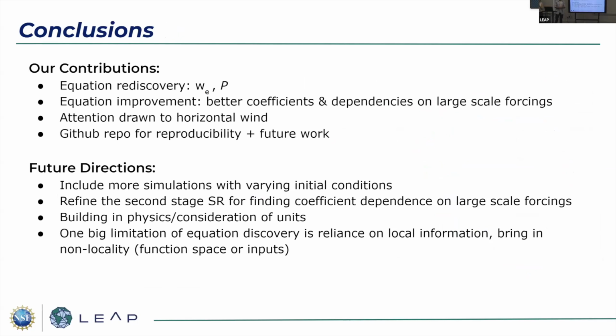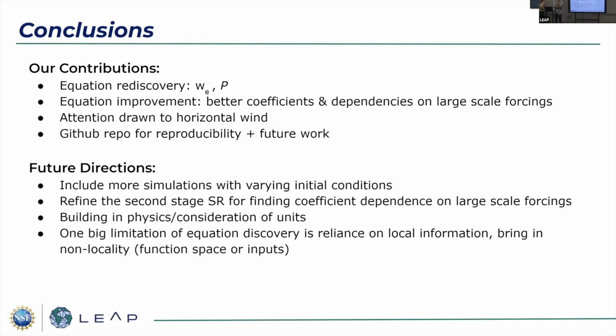So just to wrap up what we've done with this project, we were able to have basically two successful rediscoveries of equations, our WE, our entrainment flux, and then the P, the pressure term. And both of them really did point to this extra dependency on large-scale forcings, which is our horizontal wind. Additionally, we were able to make a GitHub repository, so this work can be reproduced. All of our code is accessible, and just by changing the folder path, people can potentially go in, use this code and continue it on for further work.